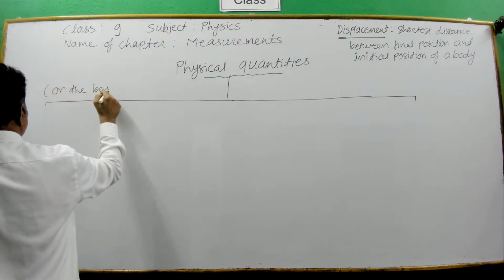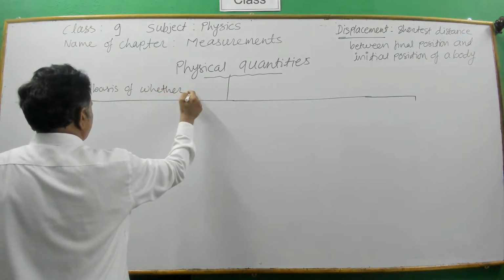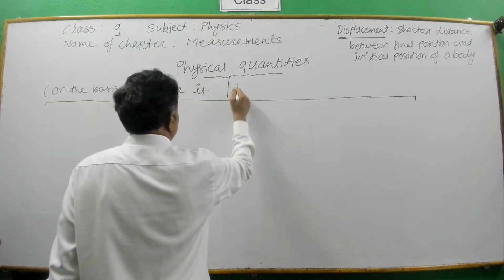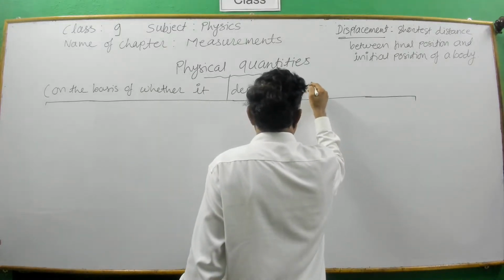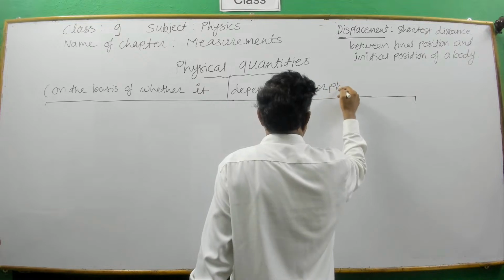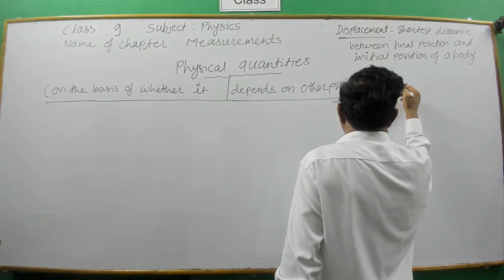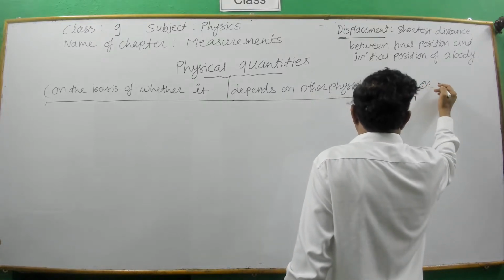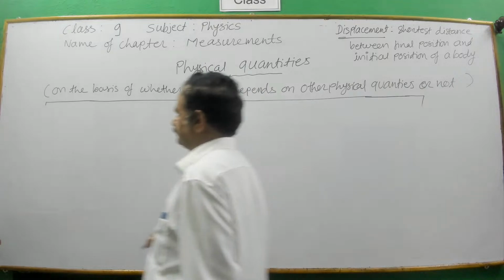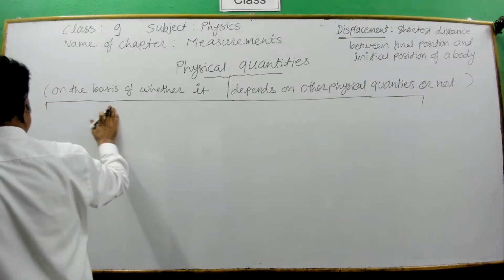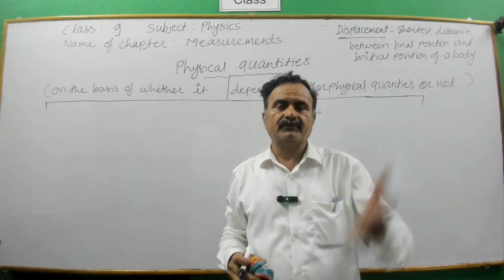On the basis of whether it depends on other physical quantities or not, बच्चों, physical quantities are divided into two categories: fundamental physical quantities and derived physical quantities.